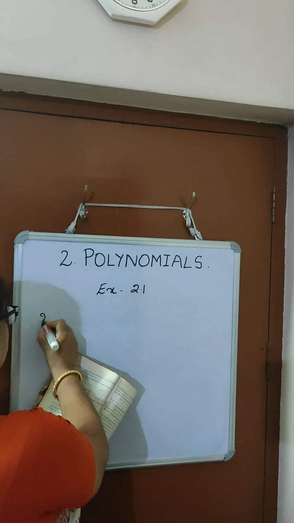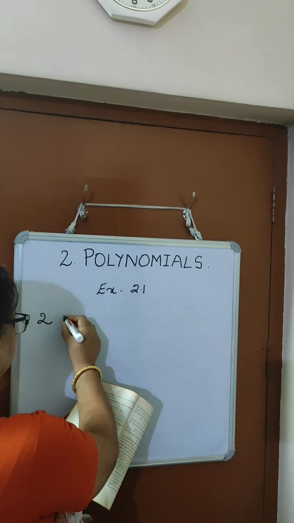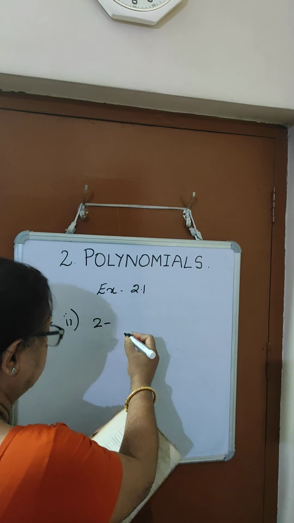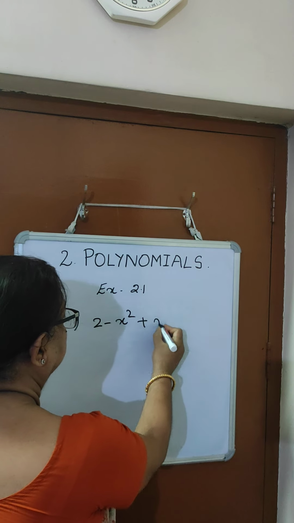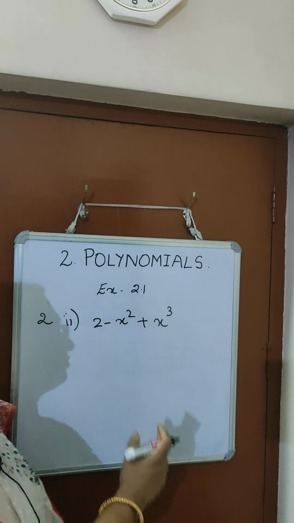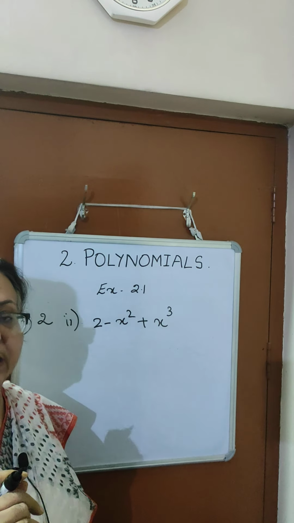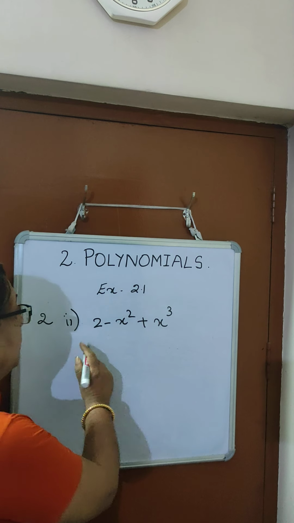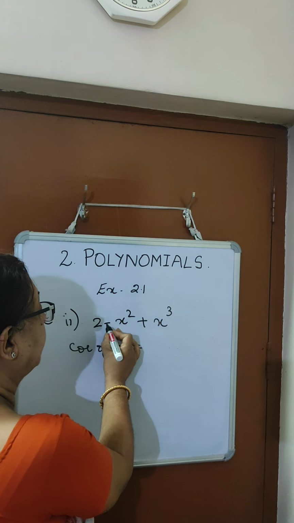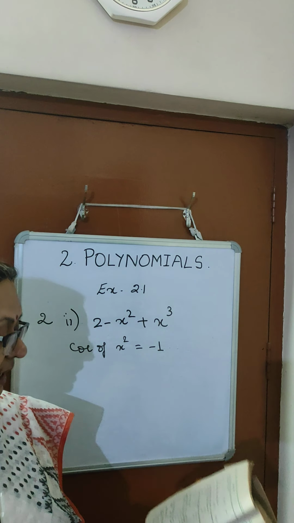Write the coefficients. Suppose question number 2. Let us take the second one: 2 minus x square plus x cube. You have to write the coefficient of x square. So, find out the term x square, this one. What is the coefficient, the constant with this x square? It is 1. So, here the coefficient of x square will be not only 1, with the sign, minus 1. Okay.